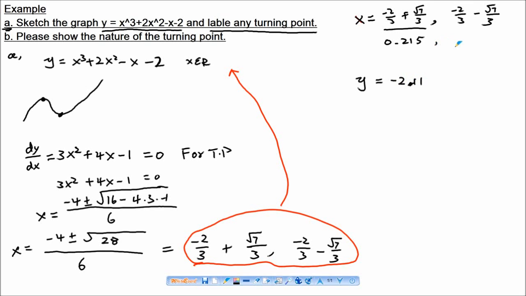The decimal value for the other x will be minus 1.548, and my y value will be 0.631. Now let's sketch the graph.